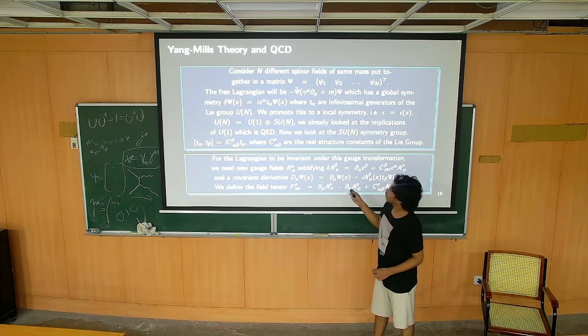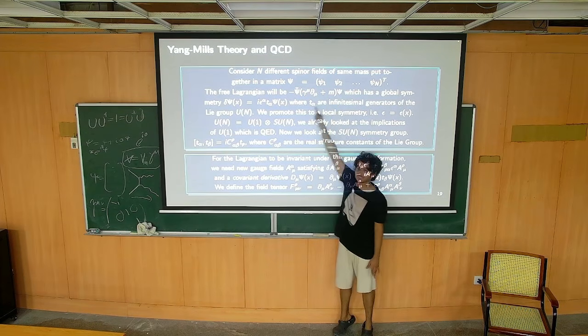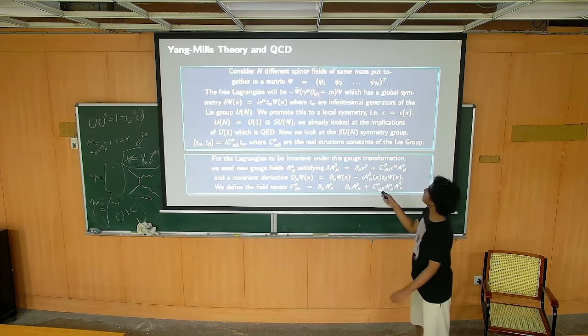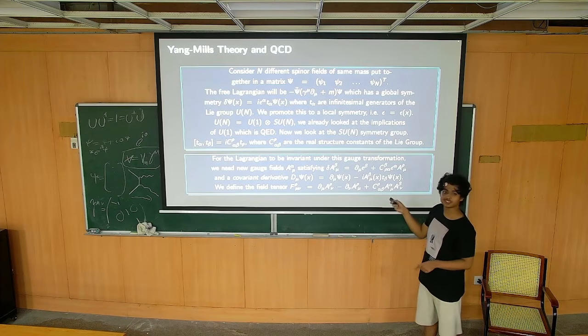So this has a global symmetry. Here I have a mass term, that's why I have this term like this. So I have a global U(N) symmetry. An N by N unitary matrix is a global symmetry of this equation.